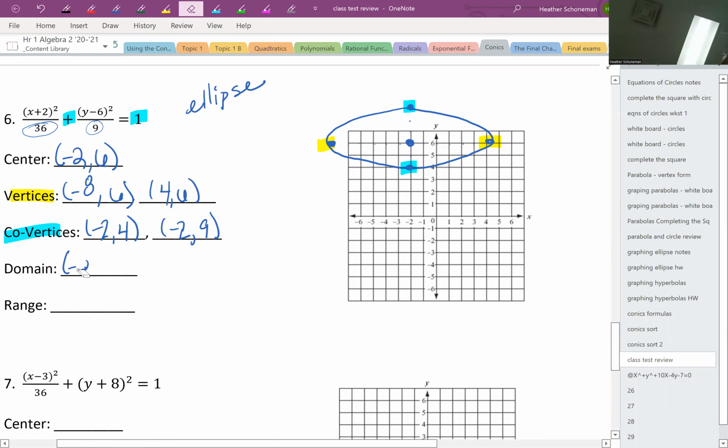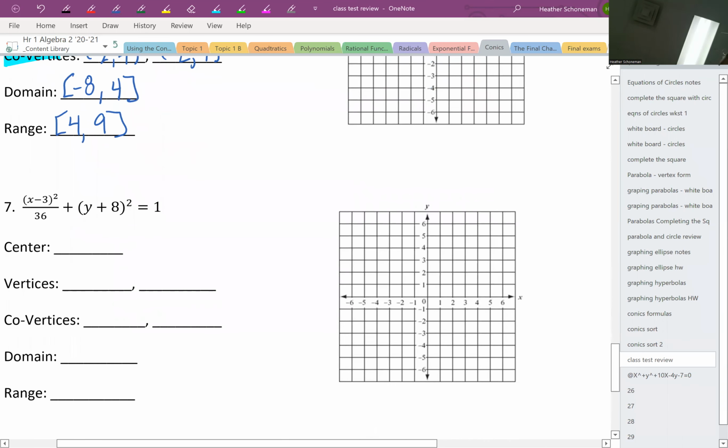And there's a point there, so it's going to be a bracket. So we go from -8 all the way to the right, which is 4. The range is bottom to top, so it starts at 4 and it goes up to, what do we say this was? 7, 8, 9. And we're done.